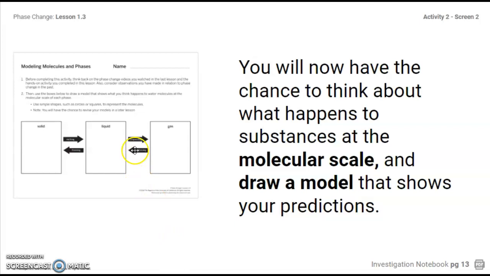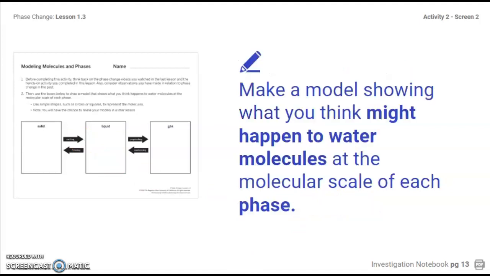If you look in the packet of papers that I gave you at the beginning of this unit, you will find this paper here if you'll look for this one. And you're going to be drawing your model on that paper. You're going to make that model showing what you think might happen to water molecules at the molecular scale of each phase.